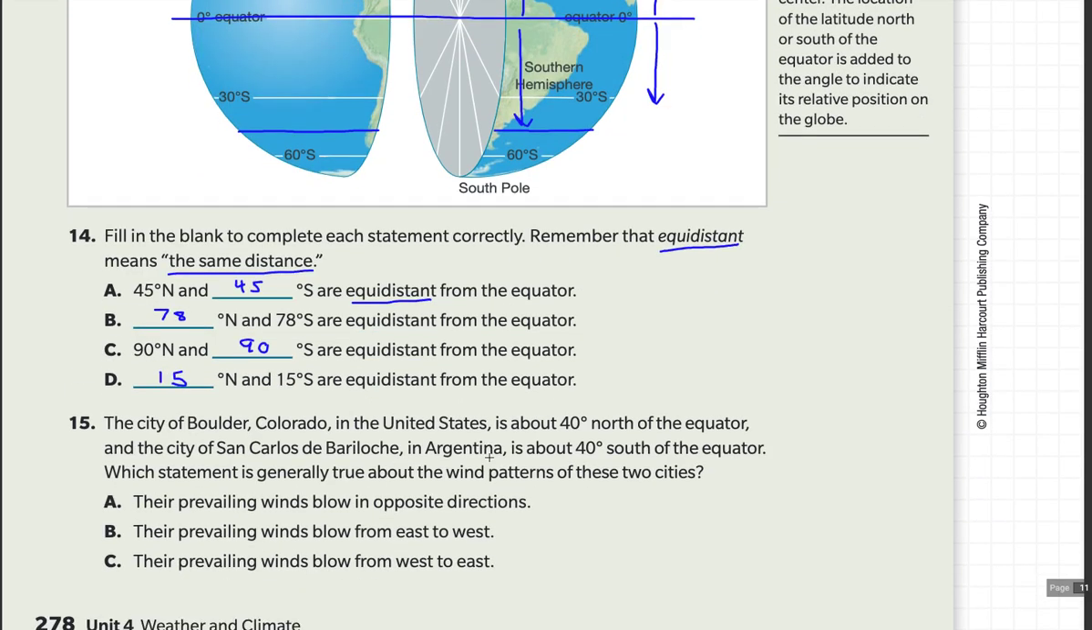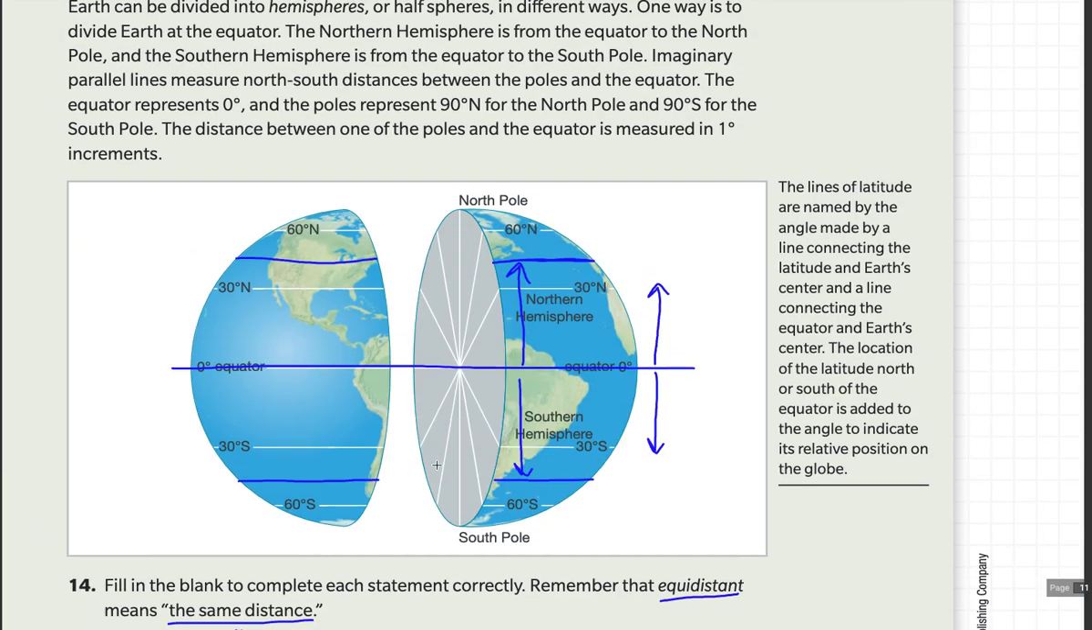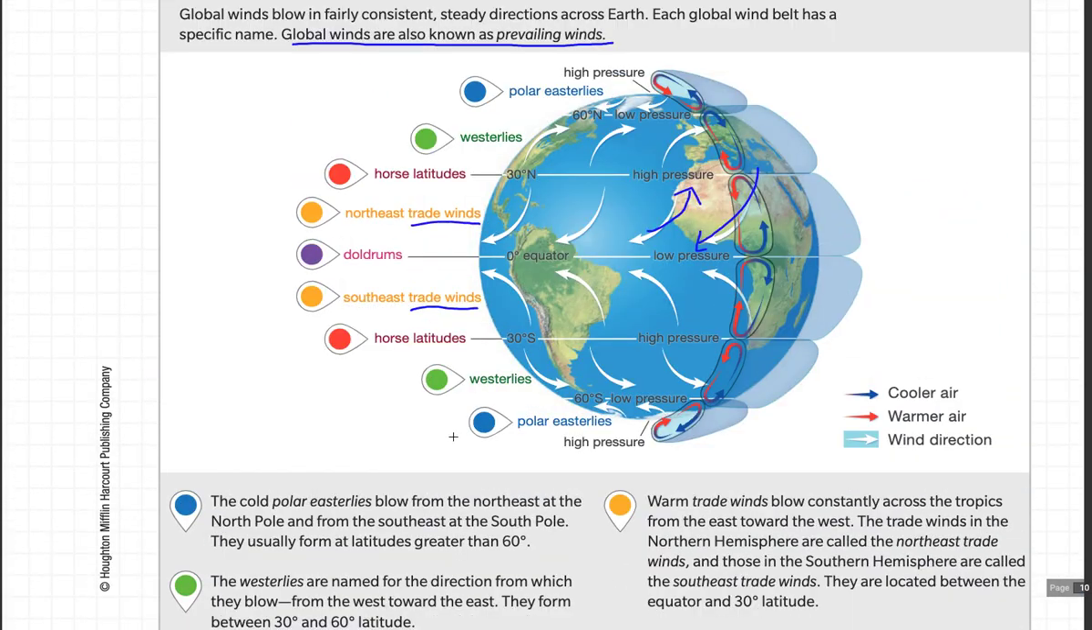The city of Boulder, Colorado in the United States is about 40 degrees north of the equator, and the city of San Carlos in Argentina is about 40 degrees south of the equator. Which statement is generally true about the wind patterns of these two cities? They should blow in, well, let's look. We've got 40 degrees north and 40 degrees south, instead of just answering that.